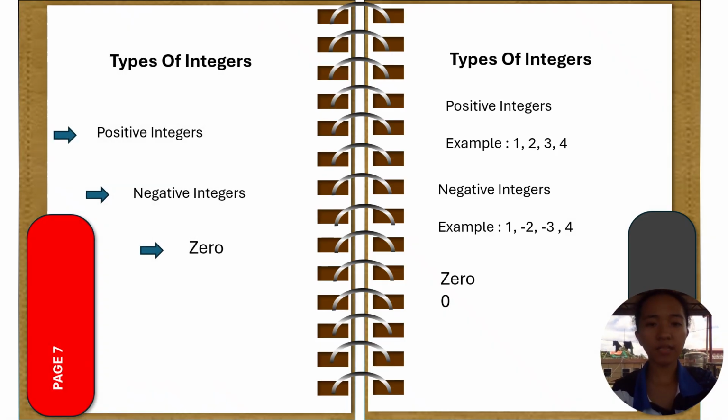So what are the three types of integers? There are three types of integers, namely the positive integers, the negative integers, and 0. The positive integers are numbers greater than 0, like 1, 2, 3, and 4, and so on. Negative integers are numbers less than 0, such as -1, -2, and -3. 0 is neither positive nor negative, but it is included as an integer.